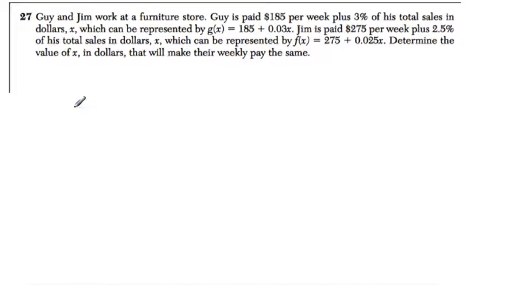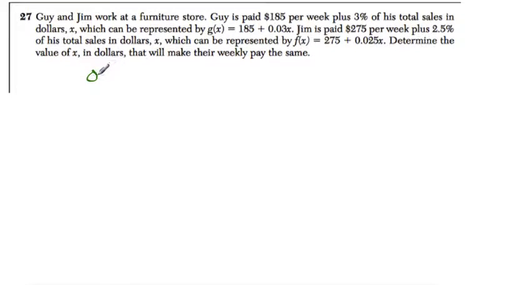So basically, they earn commission, I guess, at this store. They get a weekly pay amount of 185, or for Jim, he makes a little bit more, and then they have a commission. They earn a percentage of their total sales. So they want to know what x value, what sales amount, would make them earn the same.